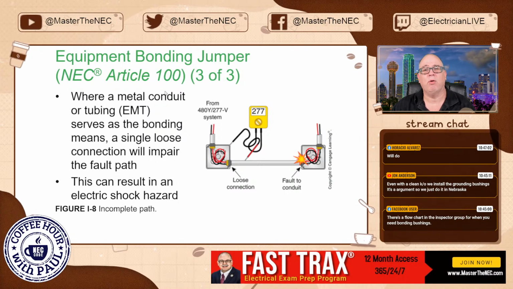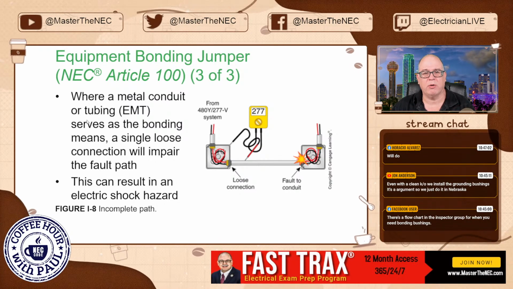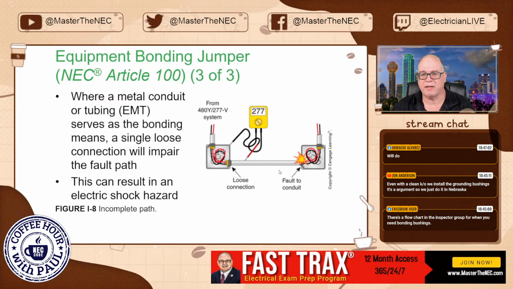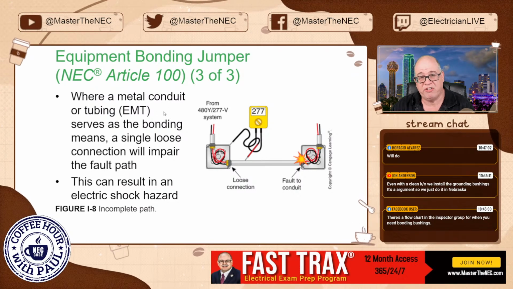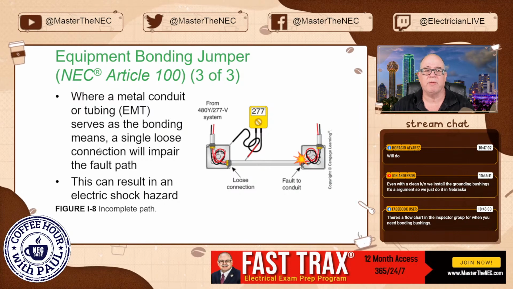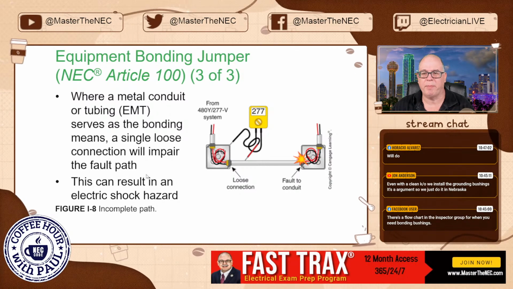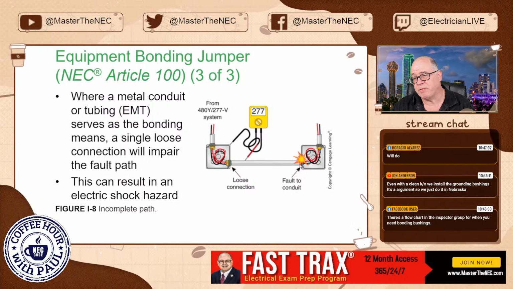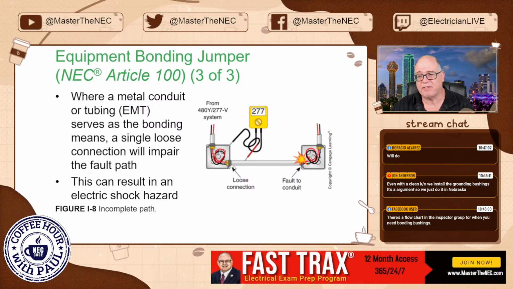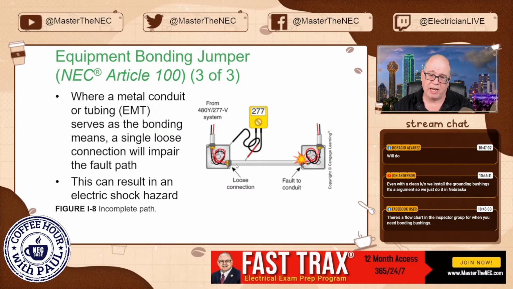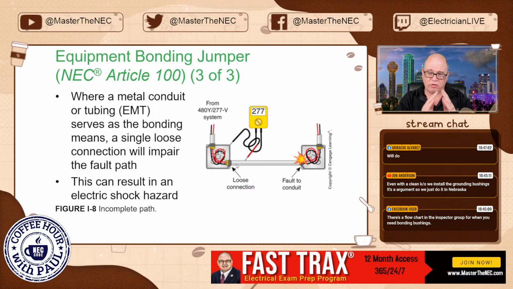All right, equipment bonding jumpers here, where the metal conduit or tubing, in this case say an EMT or rigid or intermediate, serves as the bonding means. A single loose connection will impair the fault path. So for all intended purposes, we're good. You made these up. In this case, let's say it's rigid and you're using a lock nut on each side of the connection to the box.